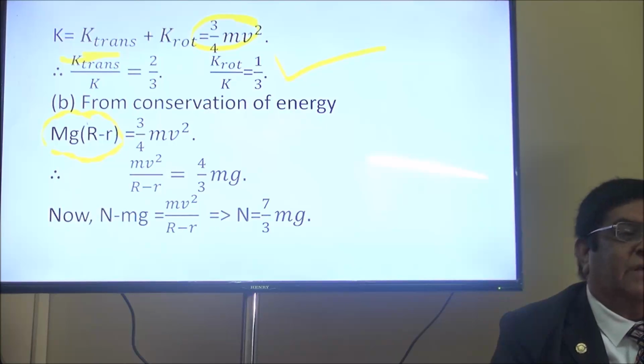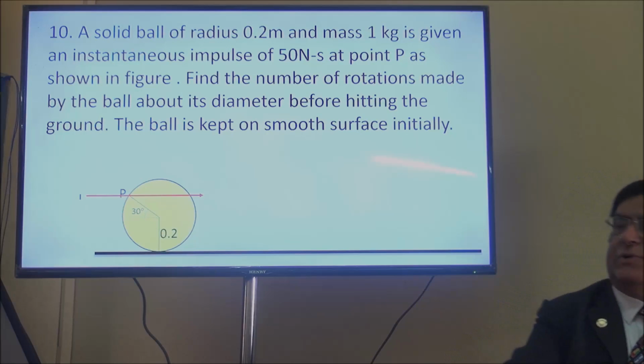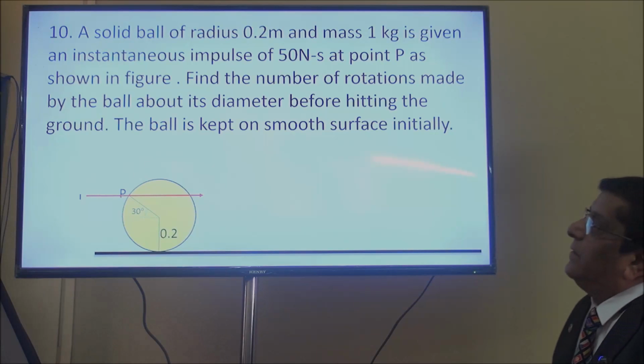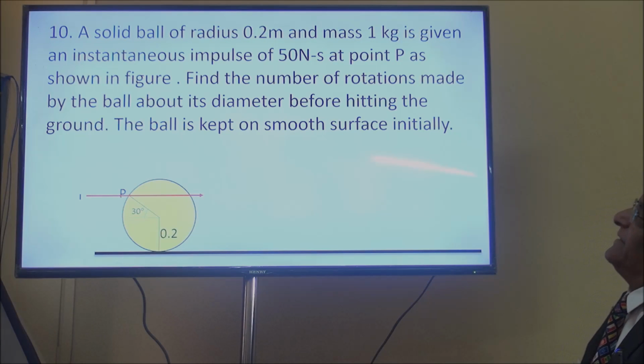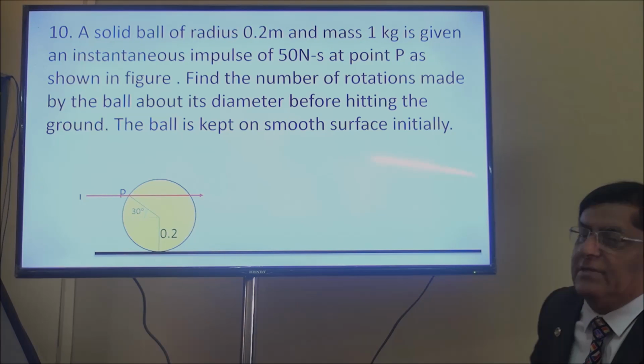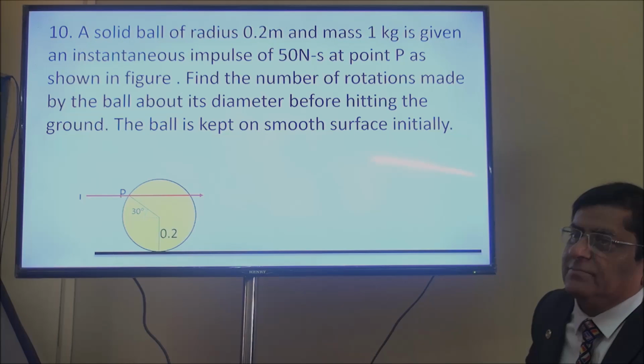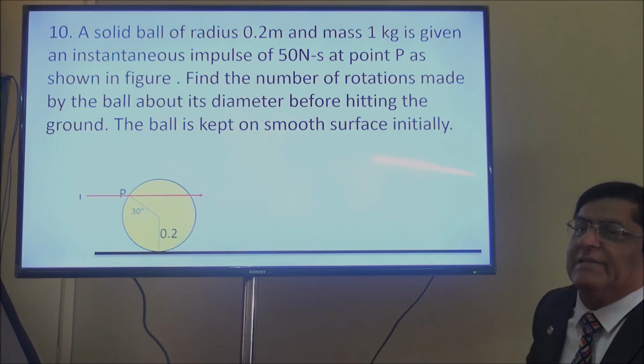Now we go to the next question. Should we? Yes, see this question. A solid ball of radius this and mass 1 kg is given an instantaneous impulse of 50 Newton second at a point P as shown in the figure. This is a golf ball kept on the ground, and when we hit it, there is an impulse.